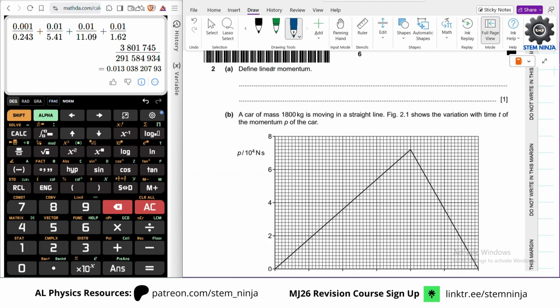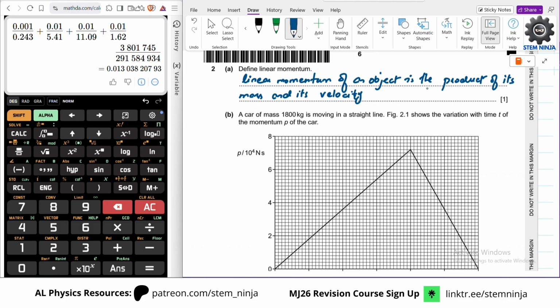Define linear momentum. So this is simple. Linear momentum of an object is the product of its mass and its velocity. Now in marking schemes you will see a theme where they just say product of mass and velocity, but mass and velocity of what? So you have to be very specific that you're talking about an object or some mass that is moving.